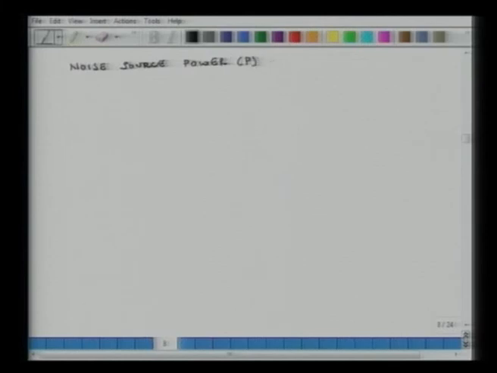So you can call it P, and this is in watts. This particular relation, P equals Fn dot Pm, is an empirical relation. So I am not going to offer any proof or anything like that, where Fn is a factor, a conversion factor, and Pm is the actual power of that particular machine in watts.